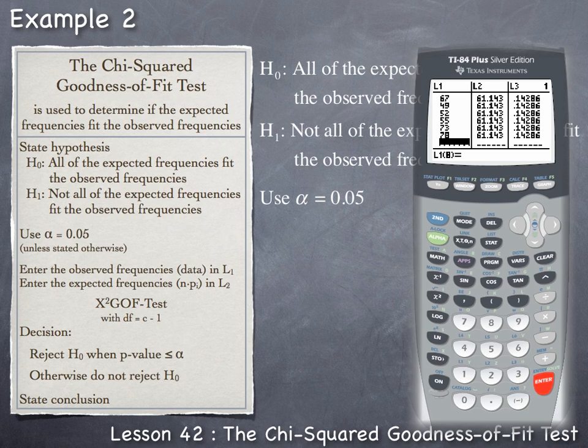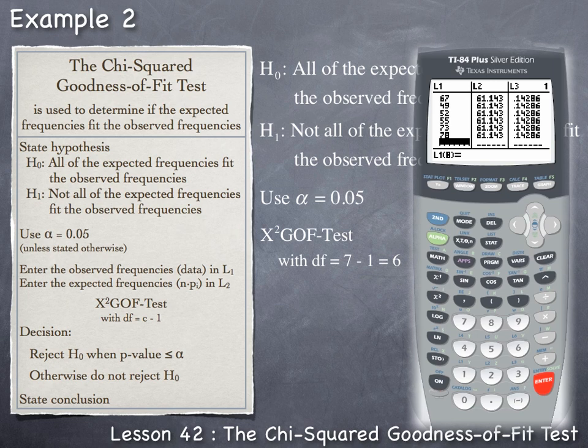To do this, we need to execute the chi-squared GOF test command. The chi-squared GOF test is conducted with C minus 1 degrees of freedom, where C represents the number of categories involved. In this case, when we're talking about the number of days in a week, we have C equals 7 days in a week. Minus 1 gives us 6 degrees of freedom.